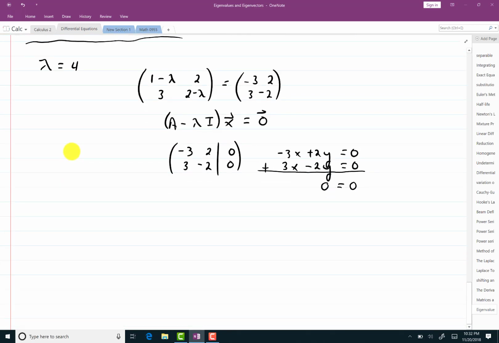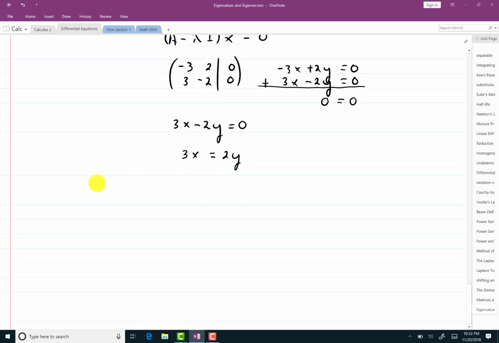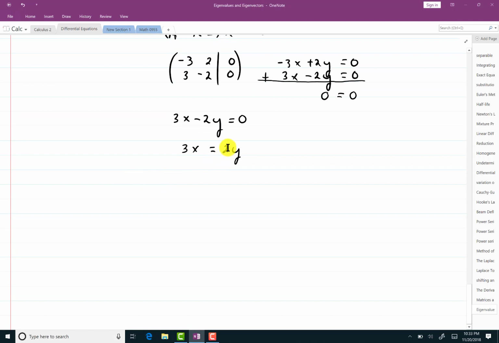In this case, it's a little bit different. They're not identical equations, so I can use either one of these for my answer. So let's start with 3x minus 2y equals 0. The best we can do is solve for x in terms of y. So I get 3x equals 2y. And I want to get y in terms of x, so I'm going to divide by 2. I'll get 3 halves x equals y.